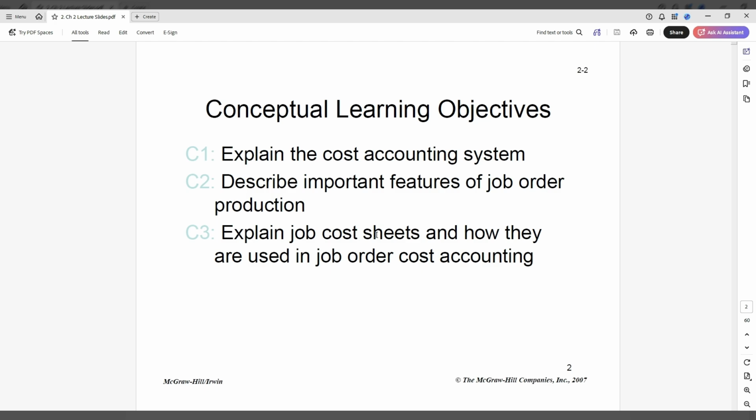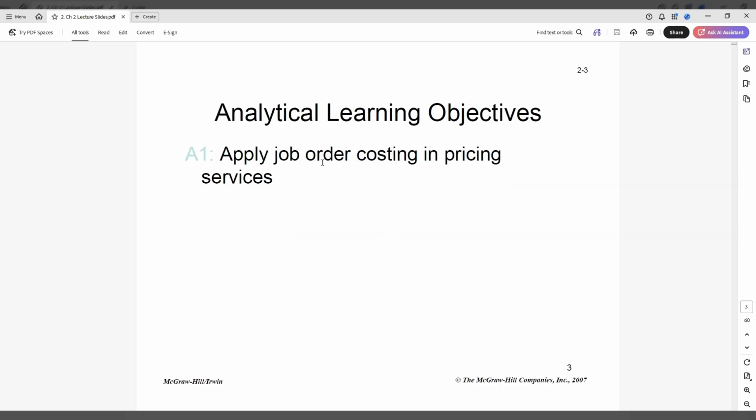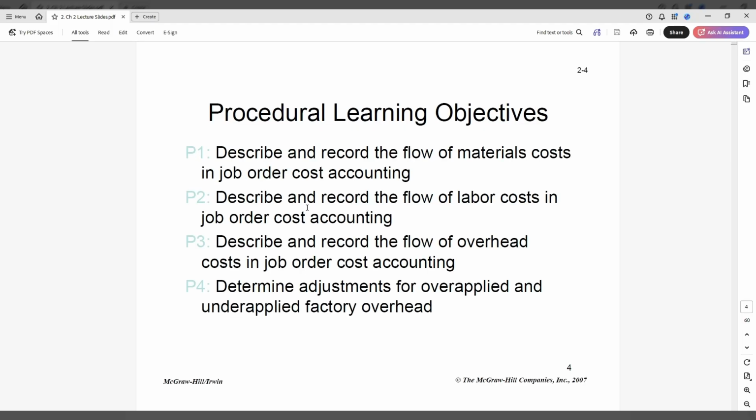We'll explain job cost sheets and how they are used in job order cost accounting. And in some of the in-class exercises and homeworks, we will prepare job cost sheets and really get into the detail on the related journal entries and other methodologies surrounding job order costing. And then as an outcome of completing that work, we'll consider our job order costing in terms of pricing our products as well.